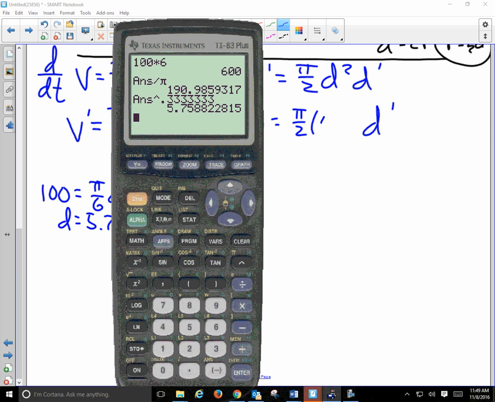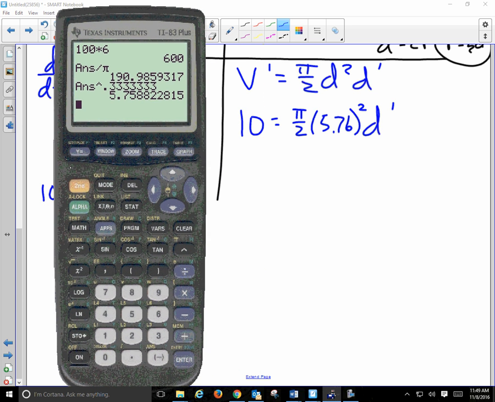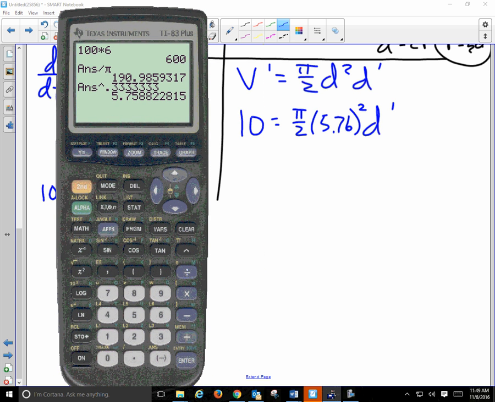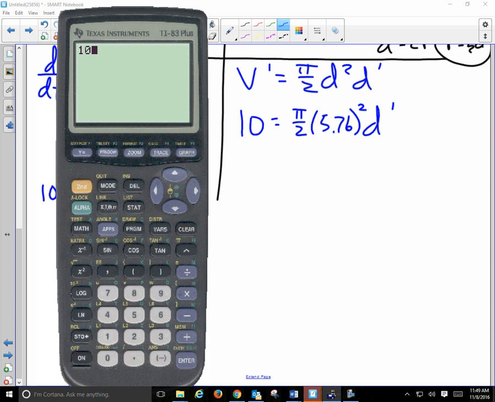So I have 5.76 quantity squared. So we'll take that 10, we'll multiply it by 2, we'll divide it by pi, and we'll divide it by 5.76 squared. Okay, 0.19. And my measurement is, in this problem, centimeters per second.